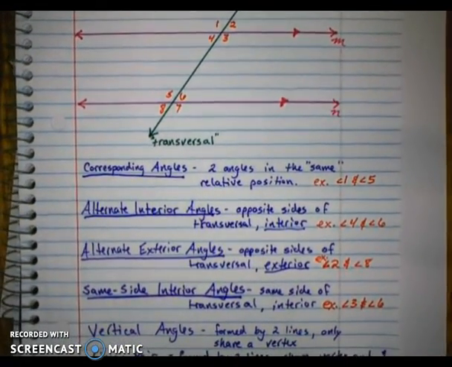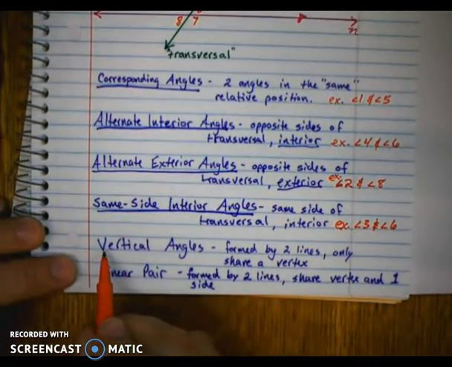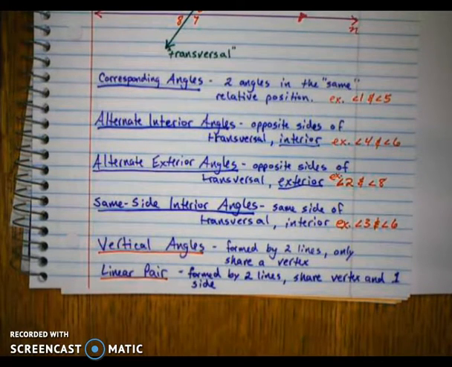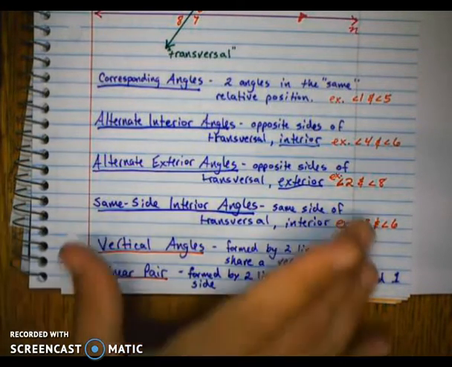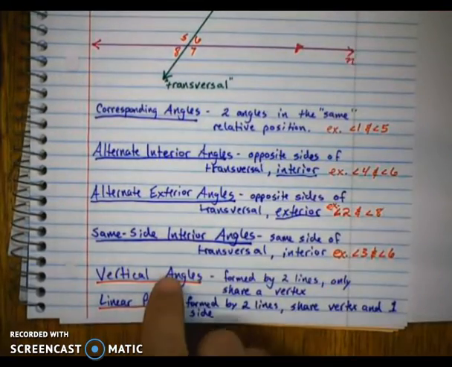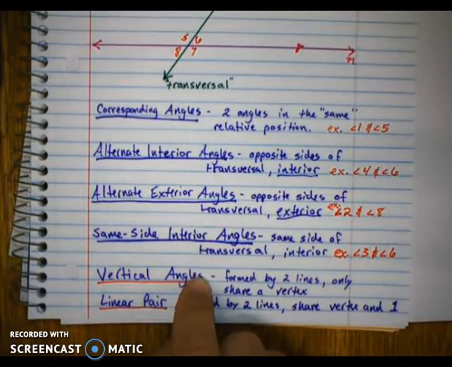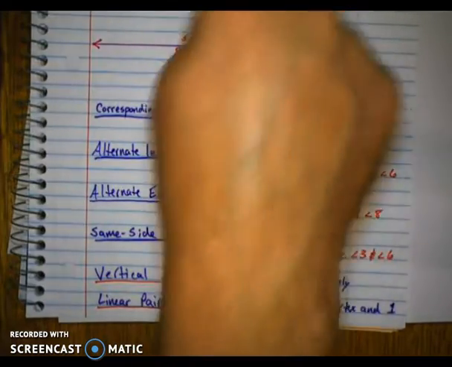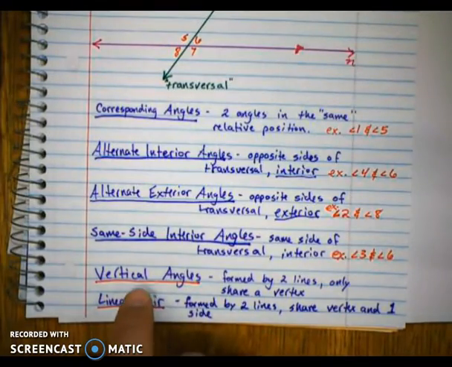Now, these last two are a little bit different. Vertical angles and a linear pair only relate to angles formed by two of the lines. I'm not going to use both parallel lines to make these angles. We're just looking at one intersection point. So I'm not even going to show you the top ones, even though they would exist up there. We're going to talk about what these are.